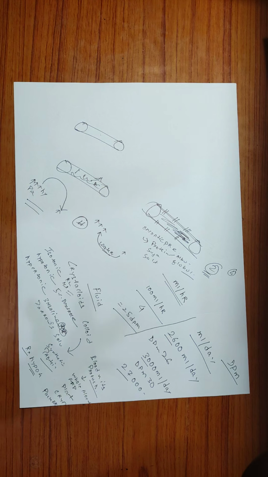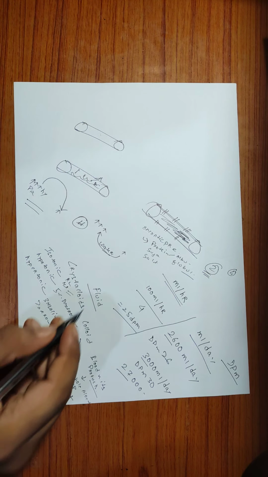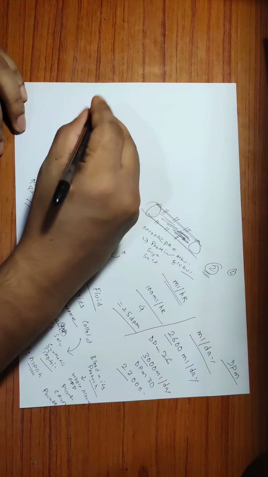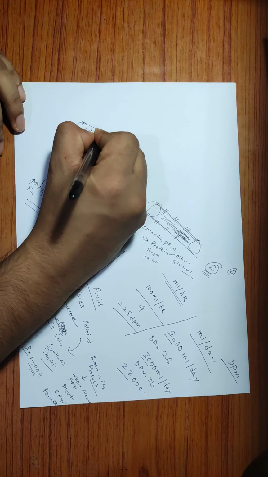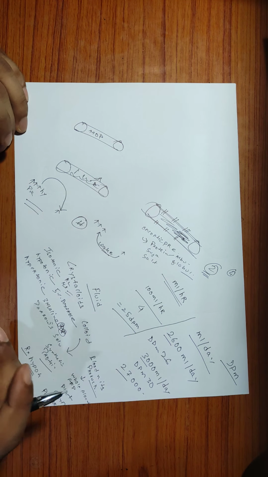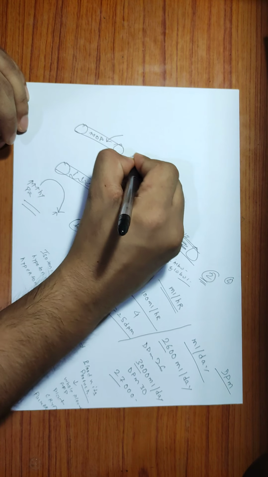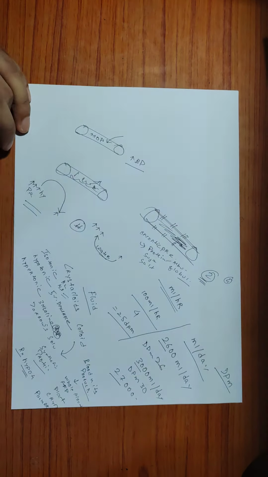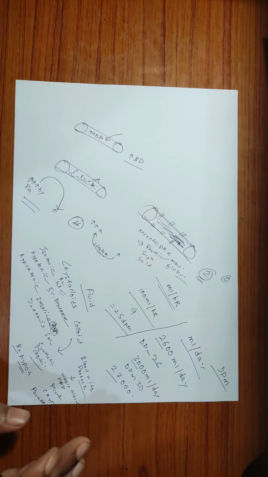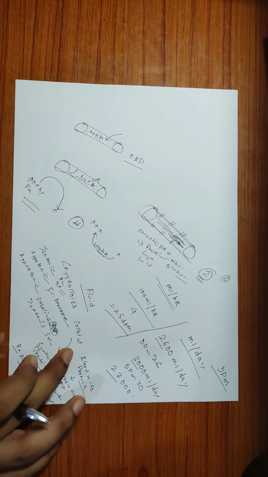What is it going to do? What is the main function? As I told you, these proteins will increase the oncotic pressure. So what will happen if there's increased oncotic pressure? Fluids will come inside the blood vessel, right? So what will happen? Increased blood pressure. Hypotension is corrected.